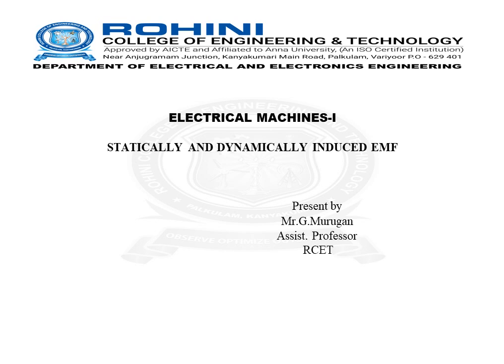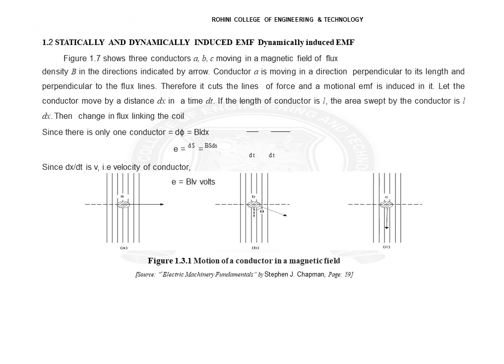Today we are going to see about statically and dynamically induced EMF. Here the figure shows three conductors A, B, C moving in a magnetic field of flux density B in the direction indicated by the arrow. Conductor A is moving in a direction perpendicular to its length and perpendicular to its flux lines. Therefore, it cuts the lines of force and a motional EMF is induced in it.